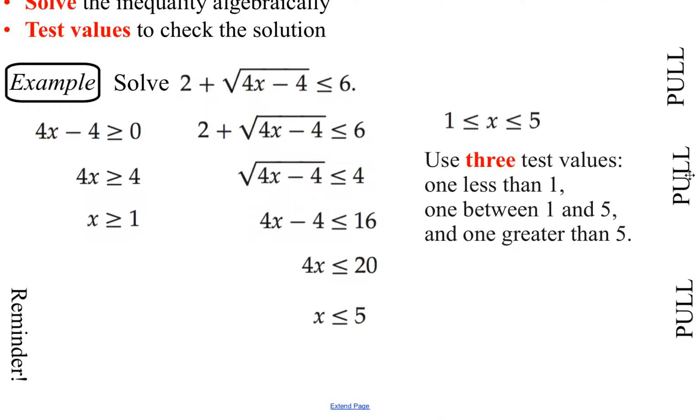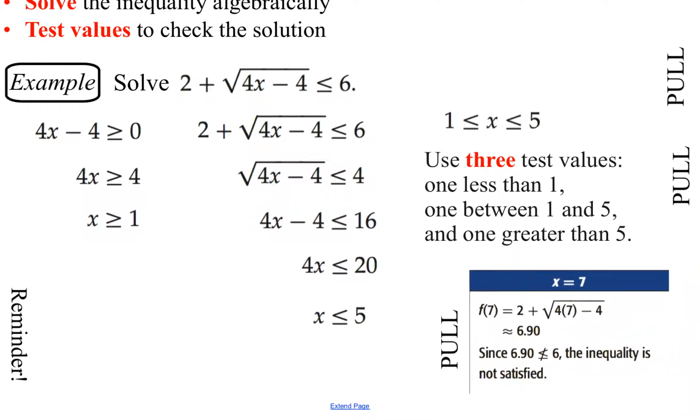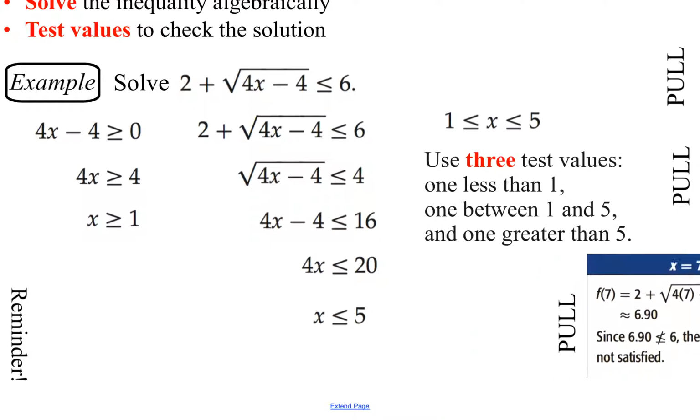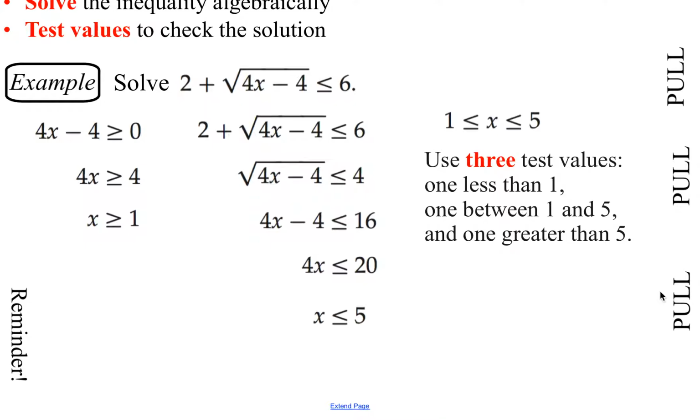And lastly, let's try a value that's bigger than 5. I chose 7. When you choose 7, you get 28 minus 4, which is 24. The square root of 24 is about 4.9, and then you add 2, you get about 6.9. This is not less than or equal to 6, so the left-hand side is not true. And we find that the solutions we found, anything between 1 and 5, are true.